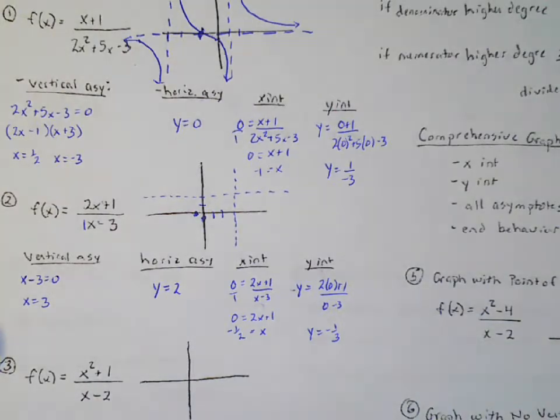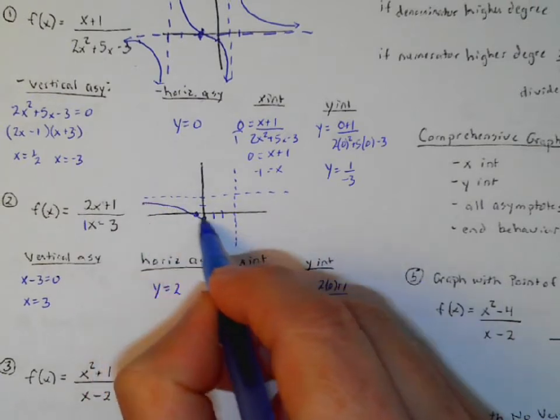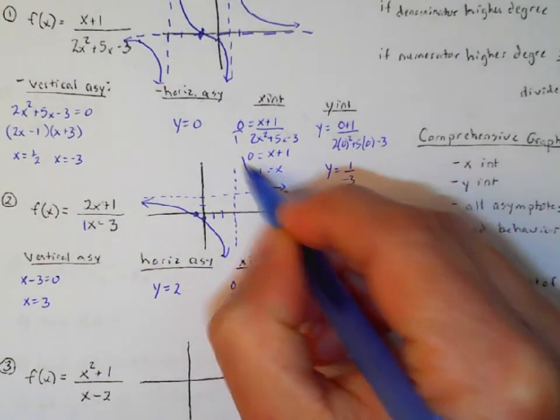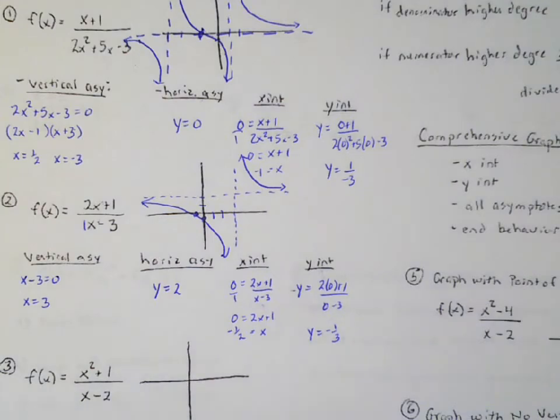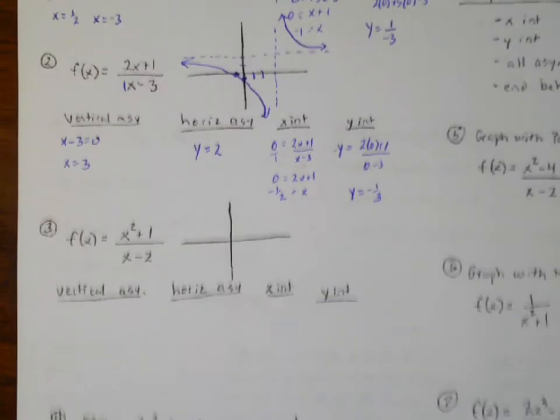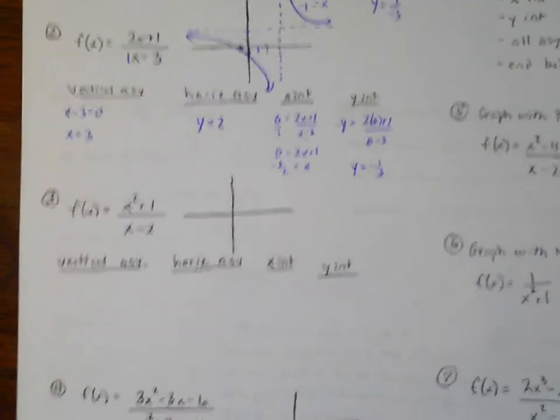Okay, try and take a guess at what that looks like before you graph it on Desmos. Okay, so it goes through like this and like this. Okay, try another one, number 3. At any time, pause these and do them yourself a little bit.